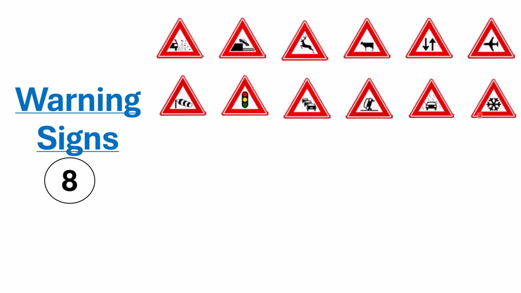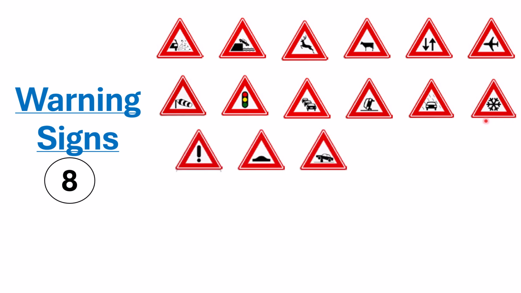And this signboard means there is snowfall. If there is snowfall, obviously the rules for visibility apply. If the visibility is less than 50 meters, you would be required to switch on the fog lights.